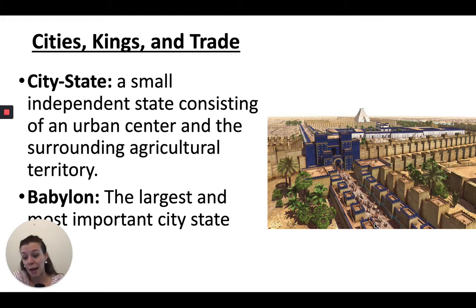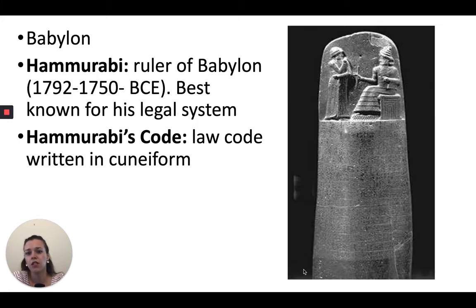So Babylon is the largest and most important Mesopotamian city-state. So it's going to be in existence between 1830 to about 1500 BCE, then destroyed by the Assyrians, rebuilt around 650 to 500 BCE. And of the various rulers of Babylon, the most important is Hammurabi.